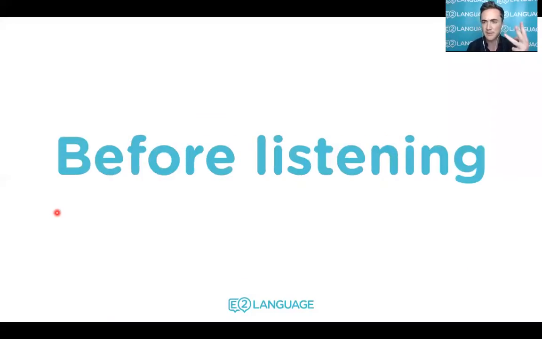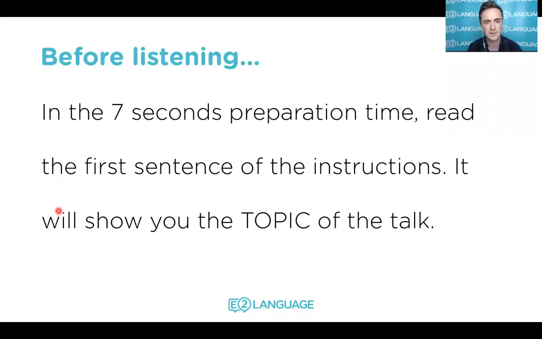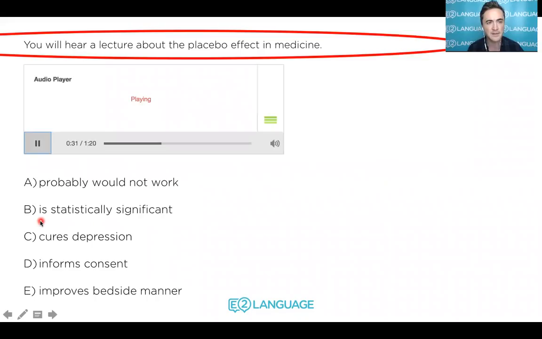So what's the approach to this particular task? Well, we're going to have 3 parts: before listening, while listening, and then after listening. So here's the approach. Before you listen, you're going to have 7 seconds preparation time. So nothing will happen for 7 seconds. What you need to do is read the first sentence of the instructions, because that first sentence will show you the topic of the talk. For example, if you look here, this is where your eyes should go first. You will hear a lecture about the placebo effect in medicine.